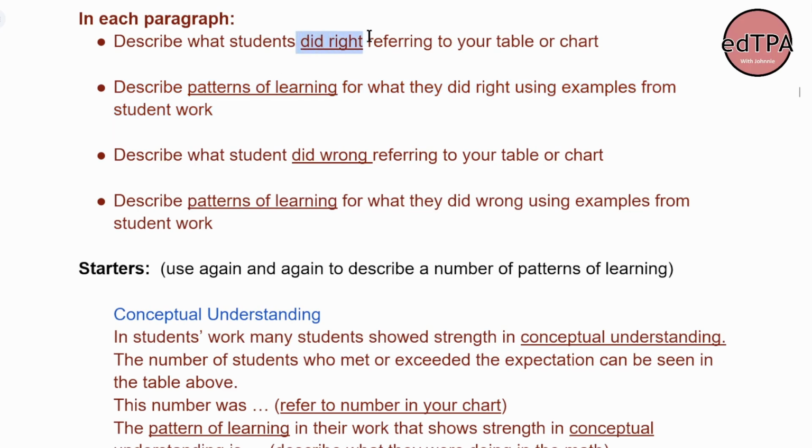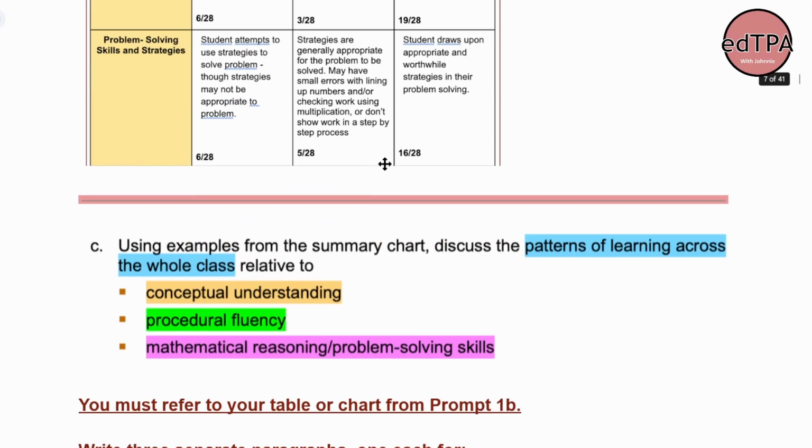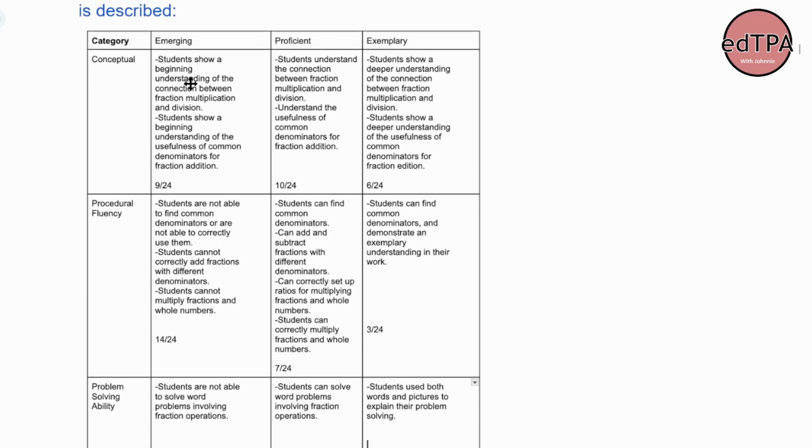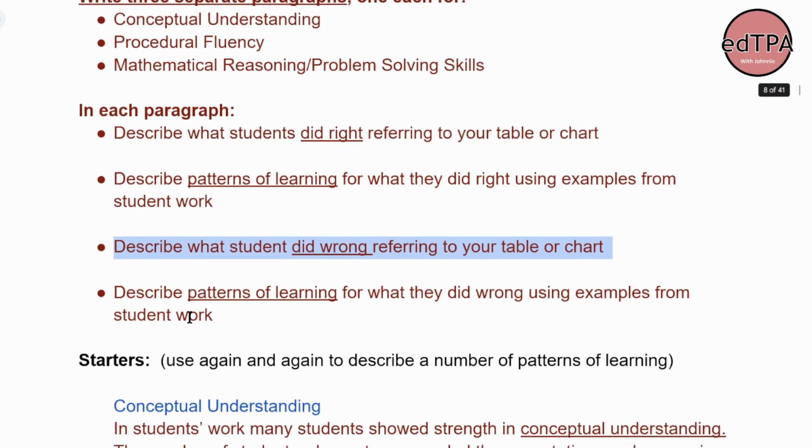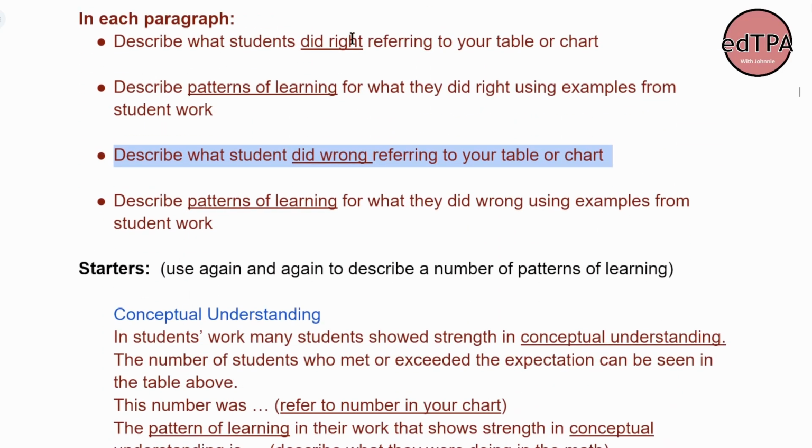So did right, patterns of learning, and then follow with describe what students did wrong, referring to your table or chart. And if we go back up, you can describe what was going on in any of these emerging categories. Okay, what were they doing when they did not quite meet that expectation? So in each paragraph, did right, patterns of learning, did wrong, and then you want patterns of learning for what they did wrong, using examples from student work.